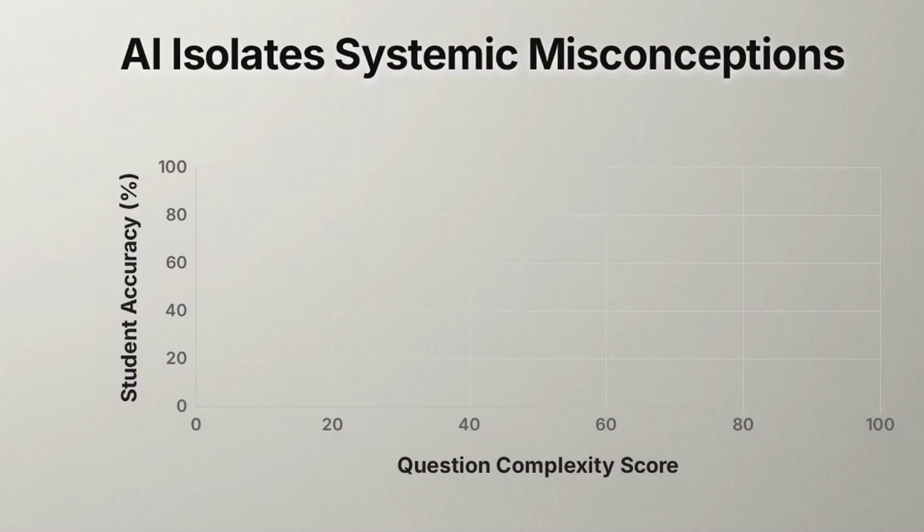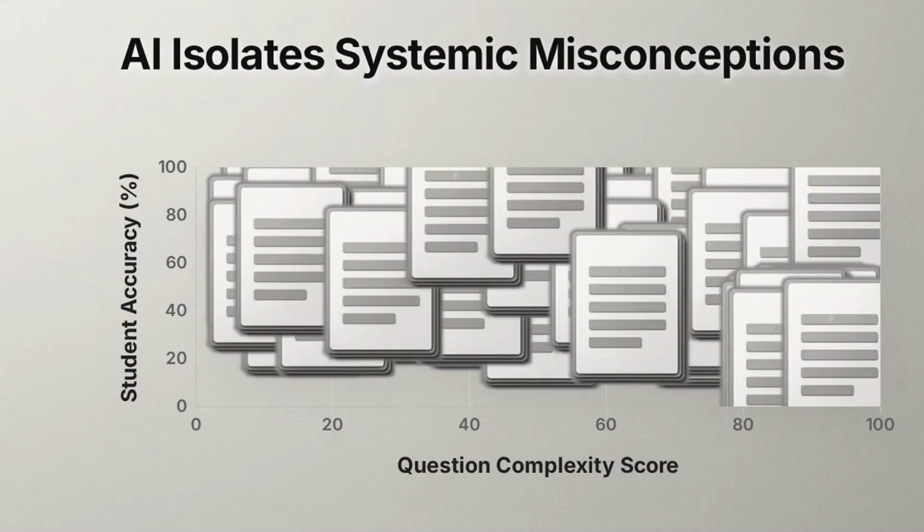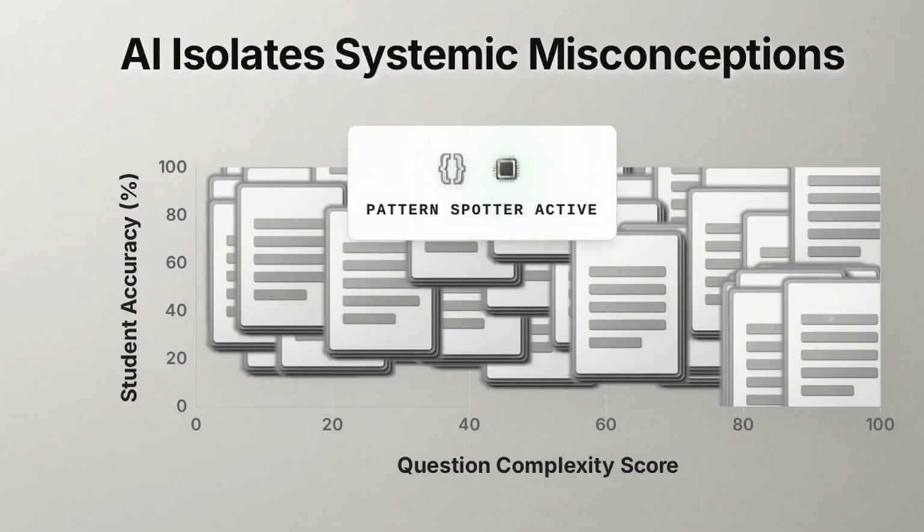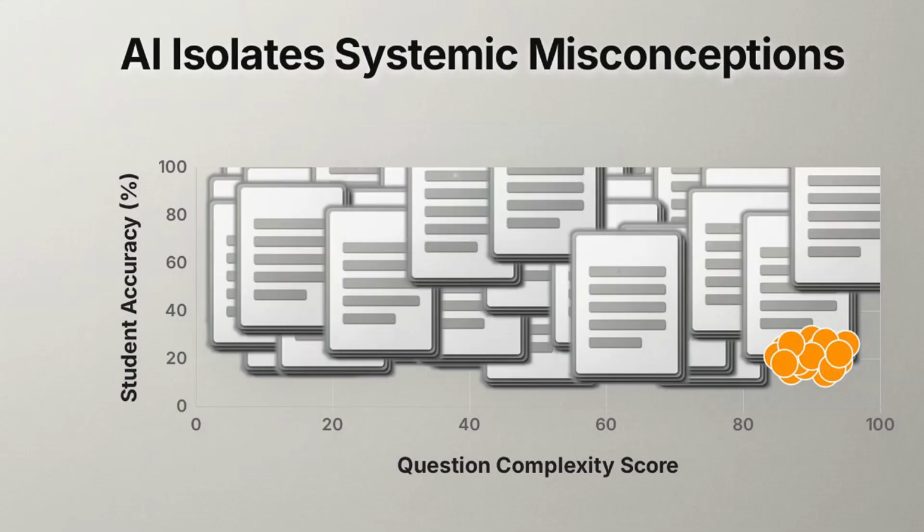This animated scatter plot visualizes hundreds of individual student test responses. Instead of reading through every single quiz to find a trend, the Pattern Spotter prompt analyzes the entire dataset at once to isolate invisible, classroom-wide misconceptions.